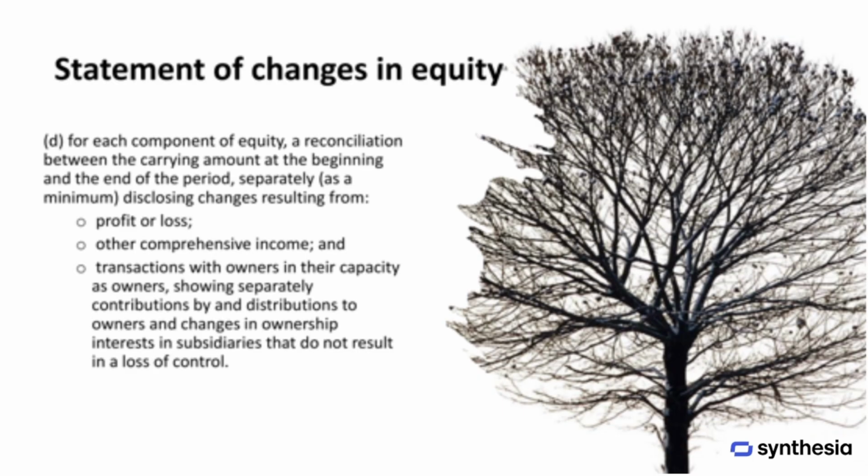In the statement of changes in equity, an entity must also provide a reconciliation for each component of equity, showing the carrying amount at the beginning and the end of the period. This reconciliation should separately disclose changes resulting from profit or loss, other comprehensive income, and transactions with owners in their capacity as owners, including contributions by and distributions to owners, as well as changes in ownership interests in subsidiaries that do not result in a loss of control.